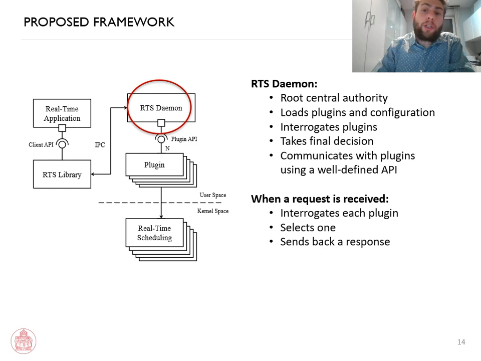Okay, the essential component of the architecture is the central decision authority, that is the daemon, and this component connects and coordinates all the interaction among applications and plugins. In practice, when a task arrives, the daemon interrogates one by one each plugin and then selects the plugin which fits better the requirements of your application. And then, of course, it sends back the response.